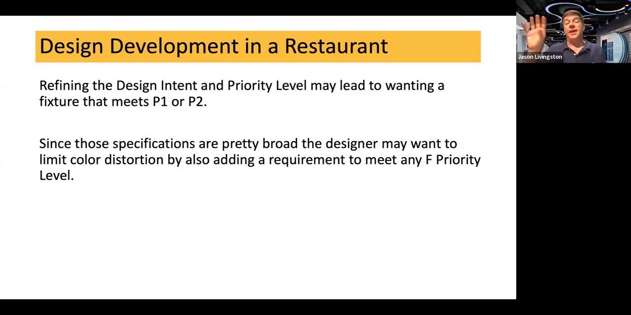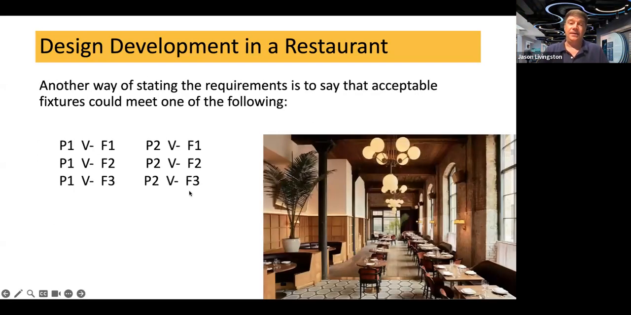And so what I'm going to do is I'm going to require that we also meet any of the 3 fidelity priority levels, and that's going to act as a check against a decrease in saturation. If that were the case, I might find that I am now accepting of all 6 of these specifications. I'm not looking for just one combo. I'm open to actually 6 combos.